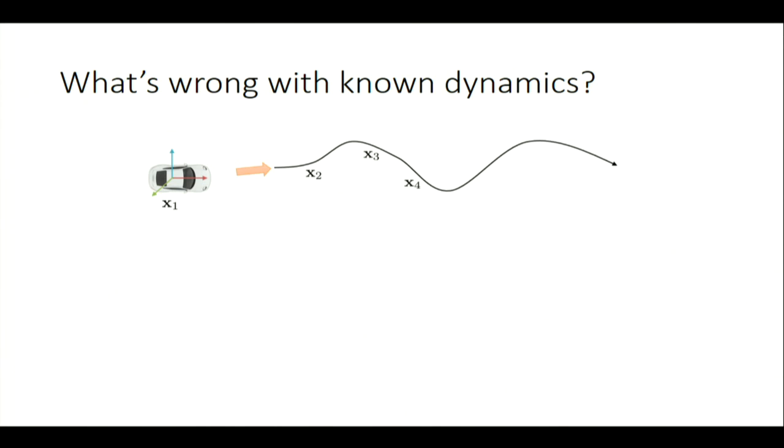Okay, so what's wrong with known dynamics? Why is all the stuff that we learned last Wednesday not enough to solve all of our problems? Well, for some systems like cars or aircraft, oftentimes we have a pretty good idea of how their motion is affected by the actions that they take. We might have very good equations of motion written down. For a car, you pretty much know that if you turn the steering wheel to the left, the car will go left, and so on.